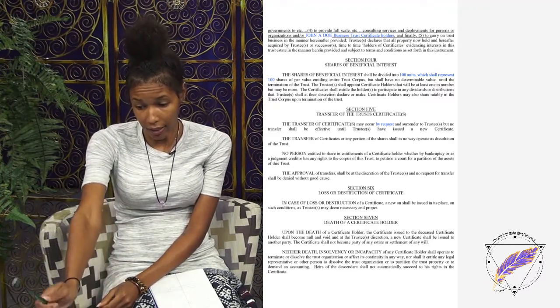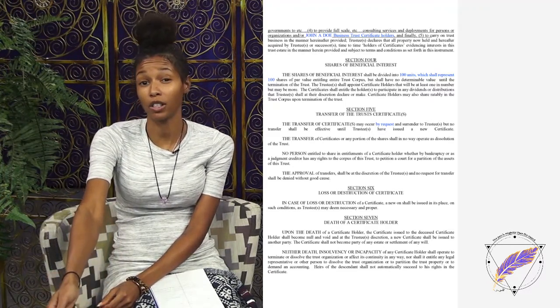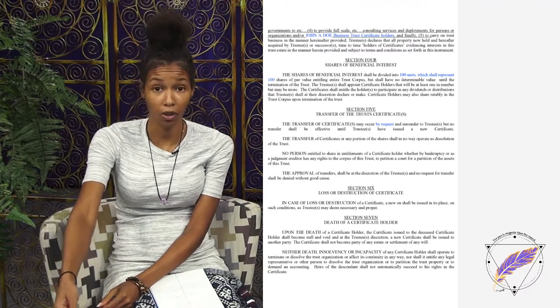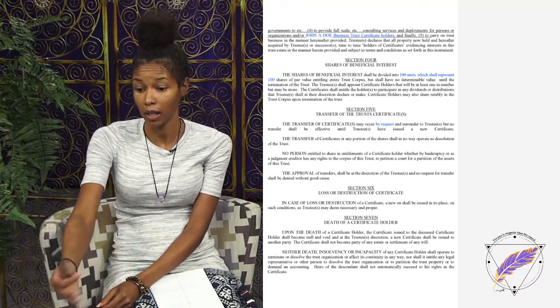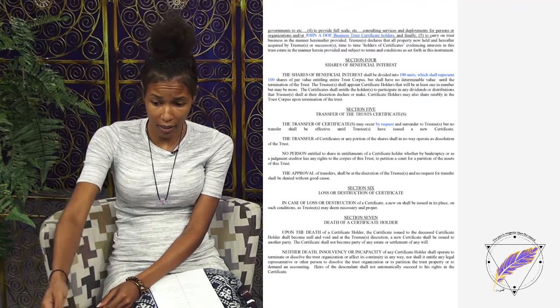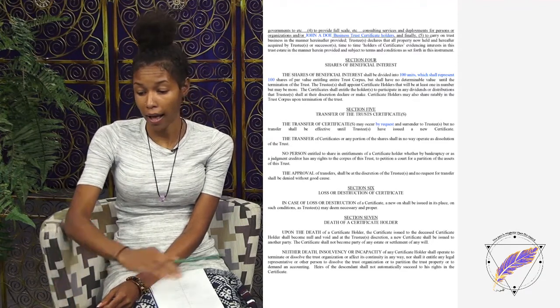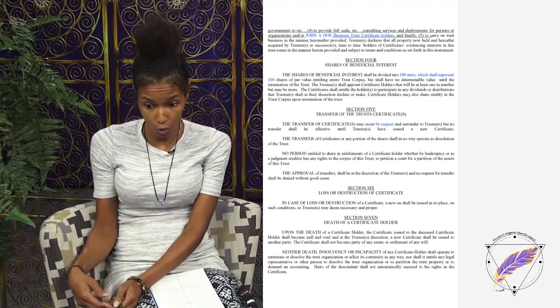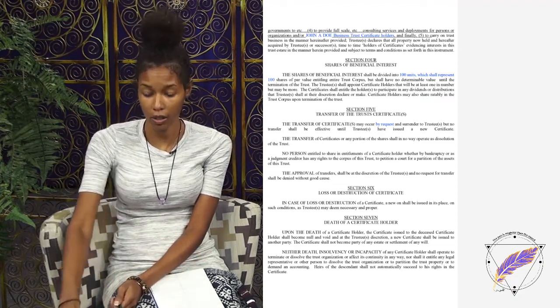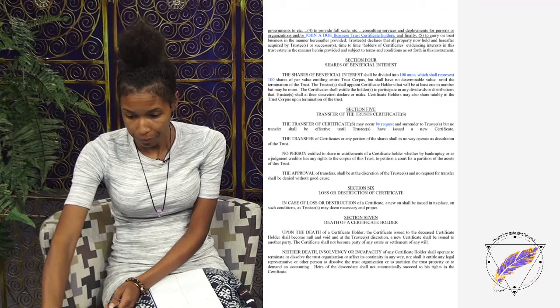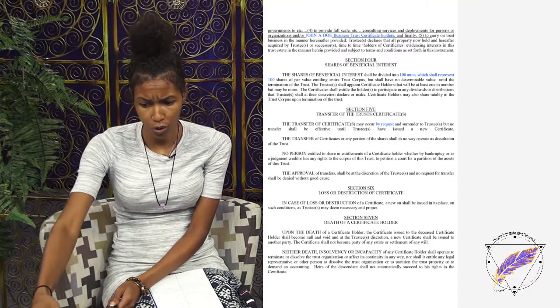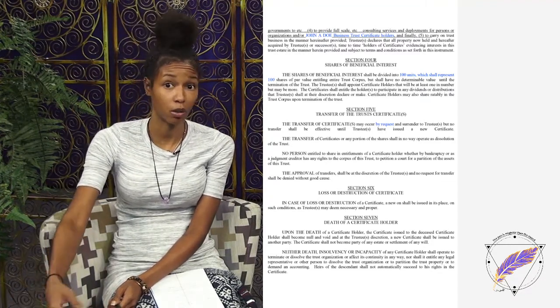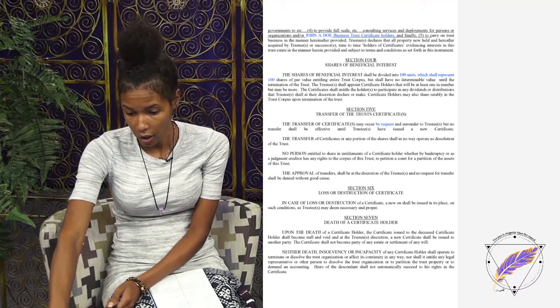And like I said, here we have 100 units. You don't have to use 100 units. This is just a number, like I said, that's easy to kind of break down percentage wise and keep track of. Like I said, I personally wouldn't sell any of these, but it's up to you what you want to do depending on how your trust is set up and what you have in it. And then basically 100 units, which shall represent 100 shares. So it's talking about the shares.